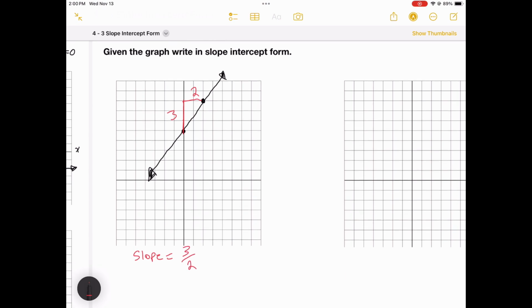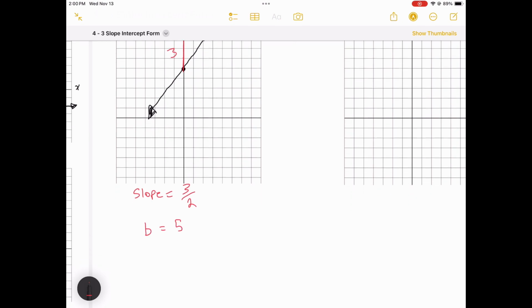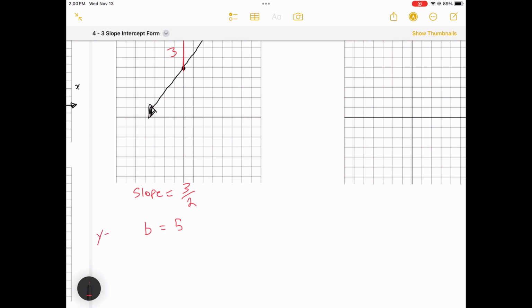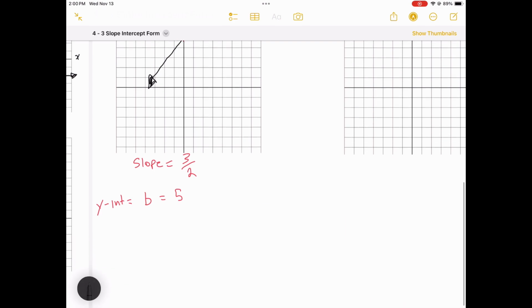And my y-intercept, it looks like it's going to be 1, 2, 3, 4, 5. So my y-intercept equals 5, or my b. Some people call it b, some people call it y-intercept. Now I can create an equation in slope-intercept form, and watch me do that with the slope and the intercept. Y equals 3 over 2 x plus 5. That easy.